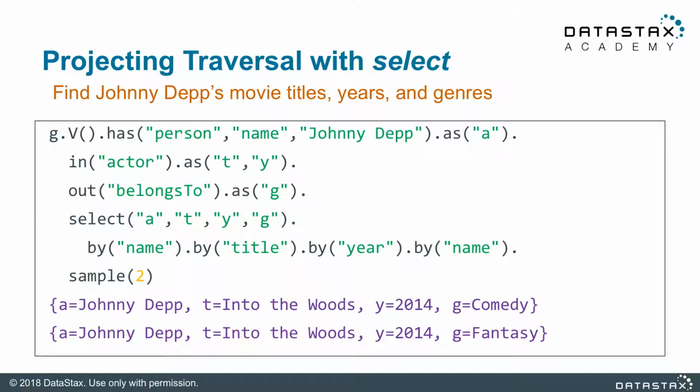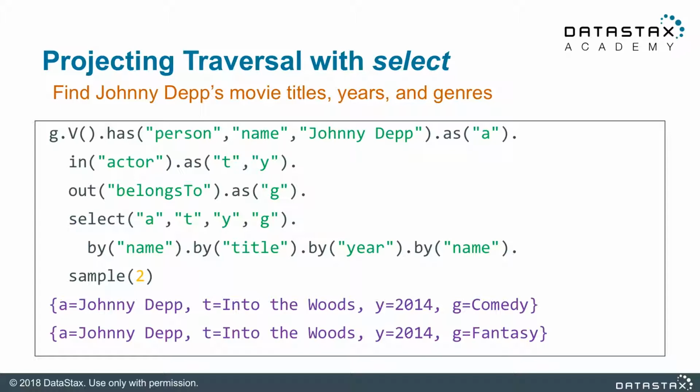From this starting point, we need to walk to movies and genres to get access to the remaining 3 elements for our payload. We walk through the in-edge actor to get to the movie vertices. We know the movie vertices have the title and year for the film, so we give these vertices 2 labels, T for title and Y for year. From the movie vertices, we walk over to the genre vertices using the belongs to edge. Let's label this with a G for genre.